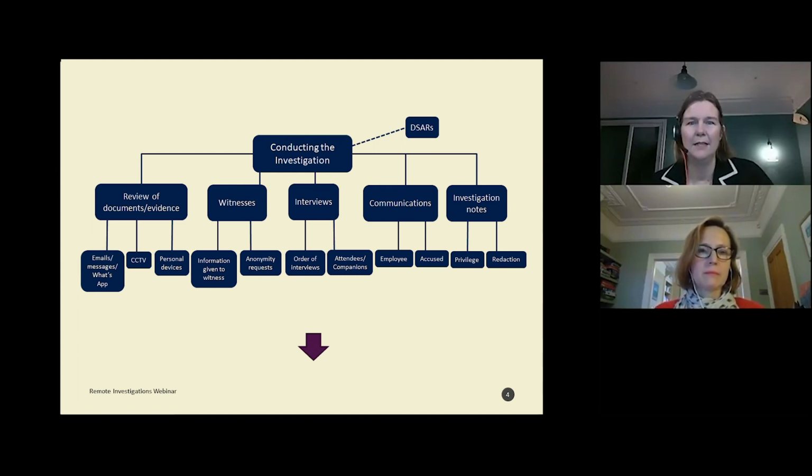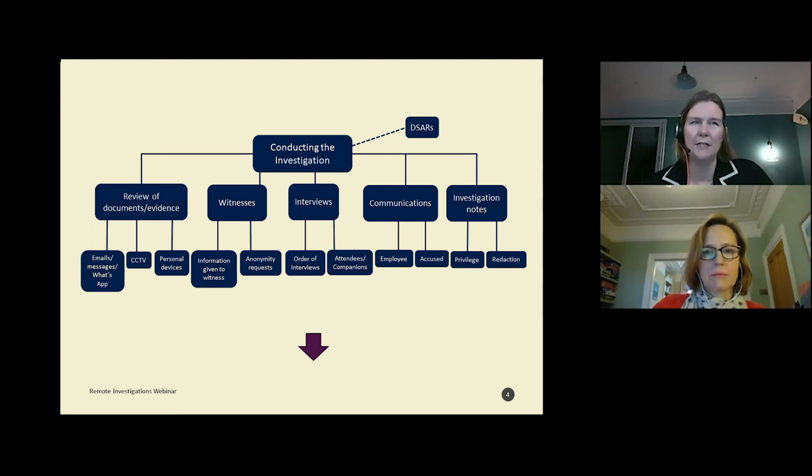Now, moving to the right of our screen, communication is a really important part of this process, and not just communication with the employee who complained, but also the employee who's been accused. In the current circumstances, the mental health of employees is obviously a real concern, because many feel isolated working away from the office, particularly if they live alone.